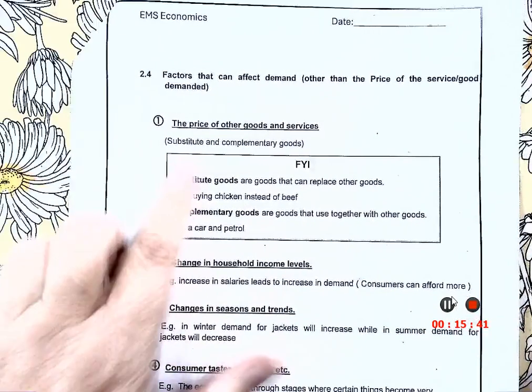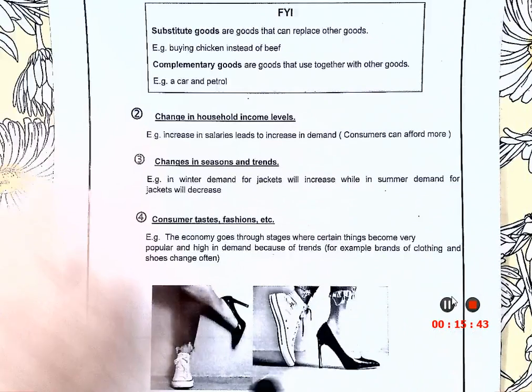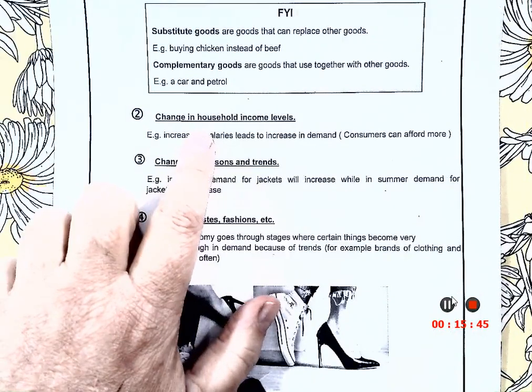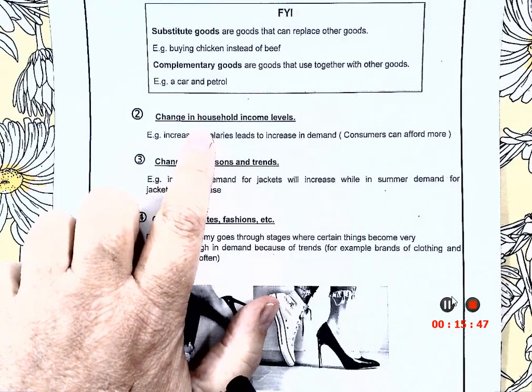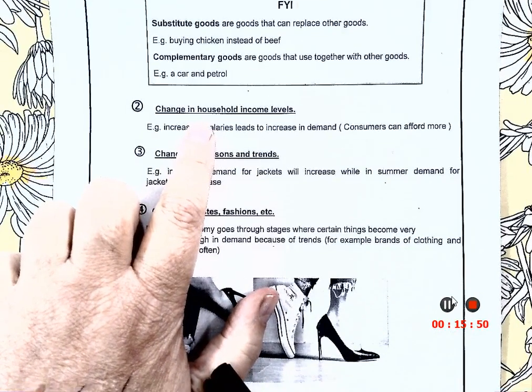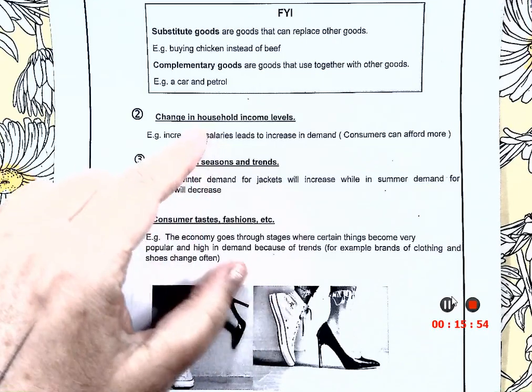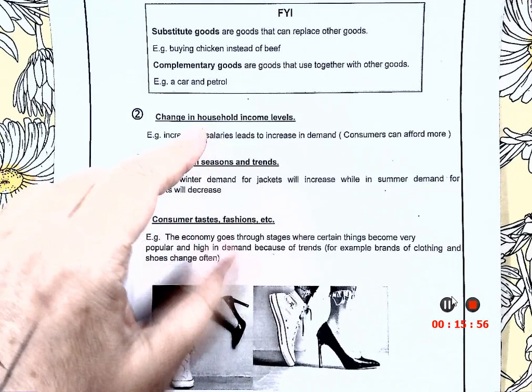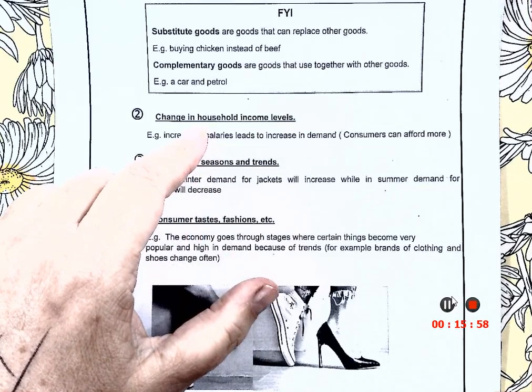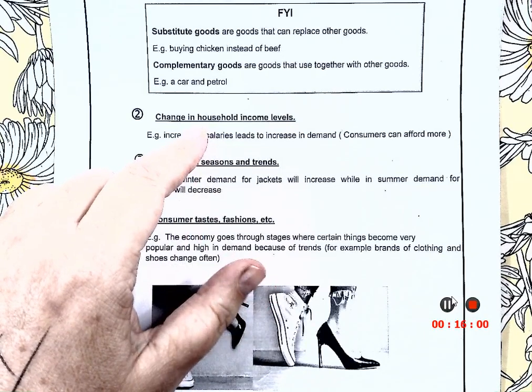There's the one that she just mentioned: the change in household income levels. What does that mean in normal English? If your mom gets a raise, suddenly she's going to buy more. That will definitely change the demand.